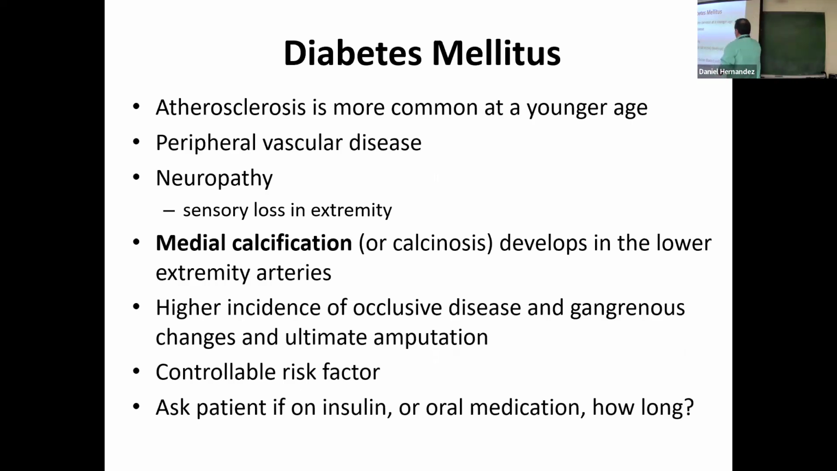So with diabetes, atherosclerosis is more common at a younger age in diabetic patients. Again, it's one of the main risk factors when we're talking about peripheral vascular disease or peripheral arterial disease. With diabetic patients, they do suffer from neuropathy. So this is a loss of sensation in the extremities.